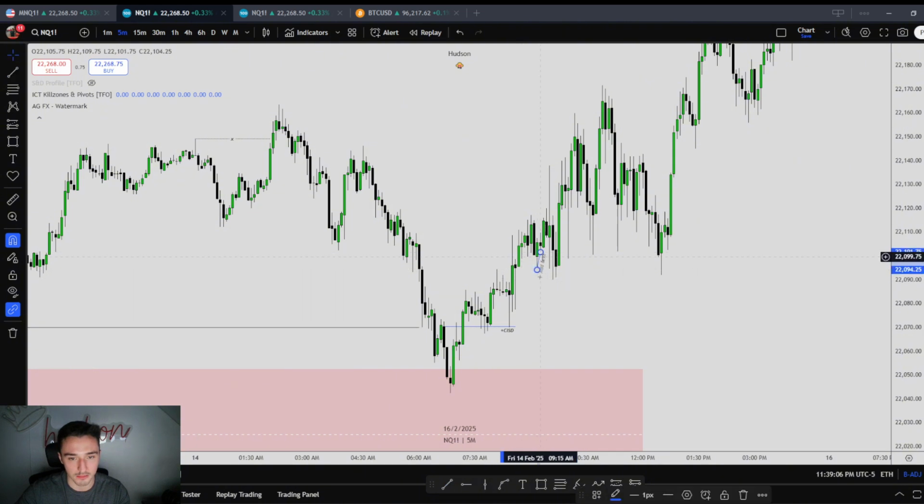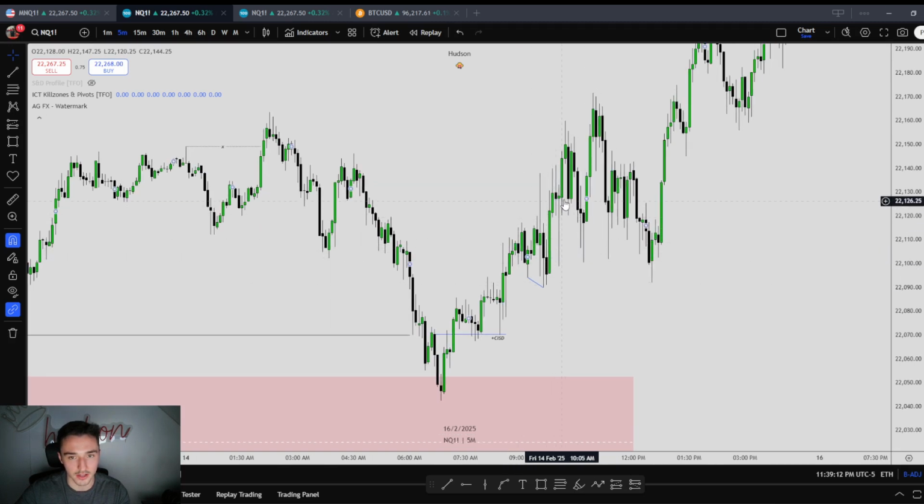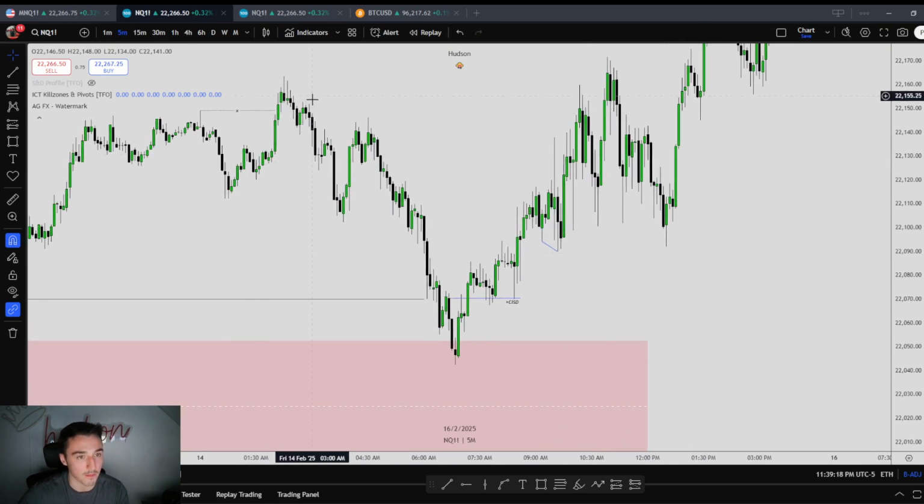We get a SMT. Boom, SMT. Displacement higher, fair value gap, continue, right? Take out the buy side. That is how you flip your bias from bearish to bullish, right?